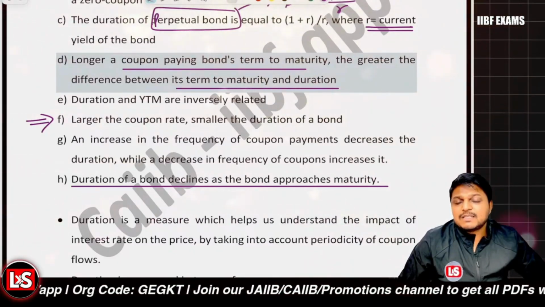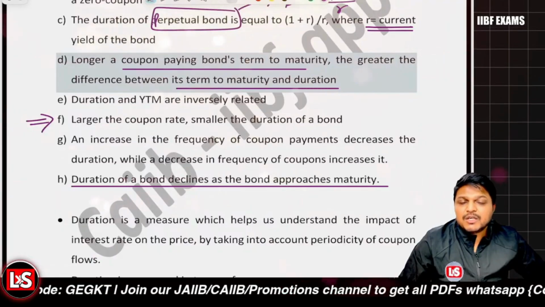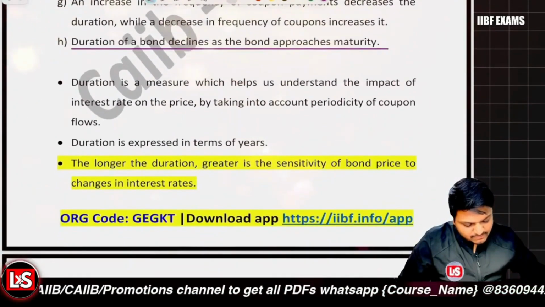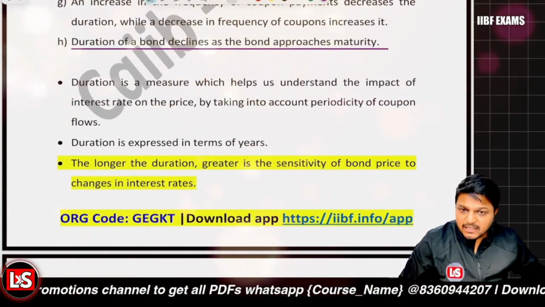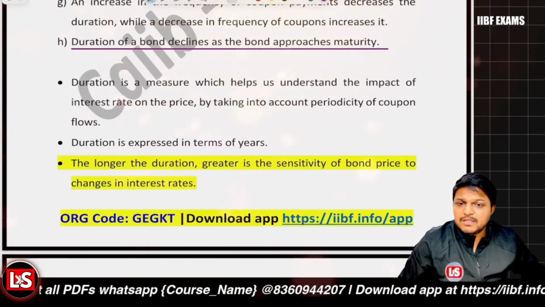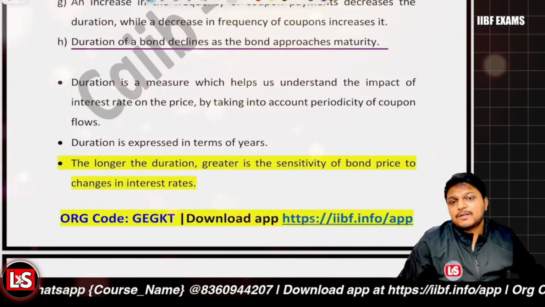So duration is what? It is the weighted average recovery period of investment. Duration is expressed in years. The higher the duration, the higher the interest rate risk. The lower the duration, the lower the interest rate risk.